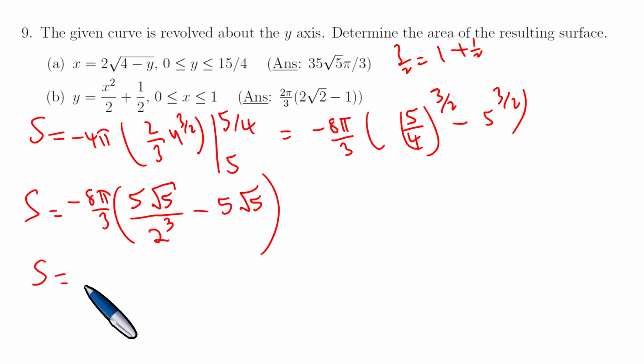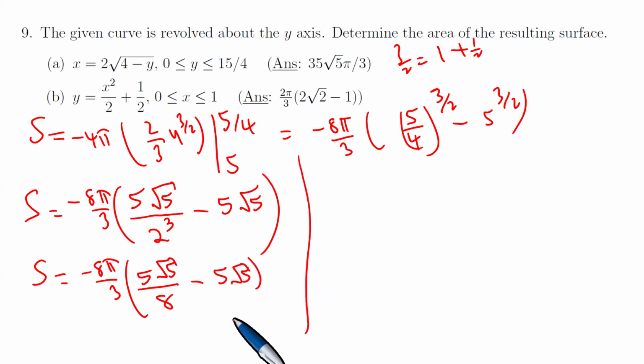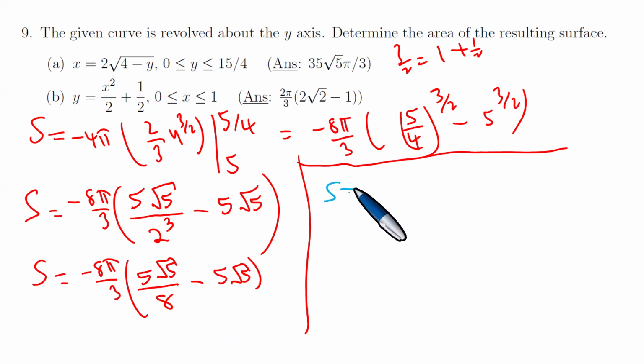So you have minus 8 pi out of 3. Then you have 5 the square root of 5, divided by 8 minus 5 the square root of 5. Okay, that's what we're getting. So this becomes the area of the surface. You get exactly minus 8 pi out of 3.